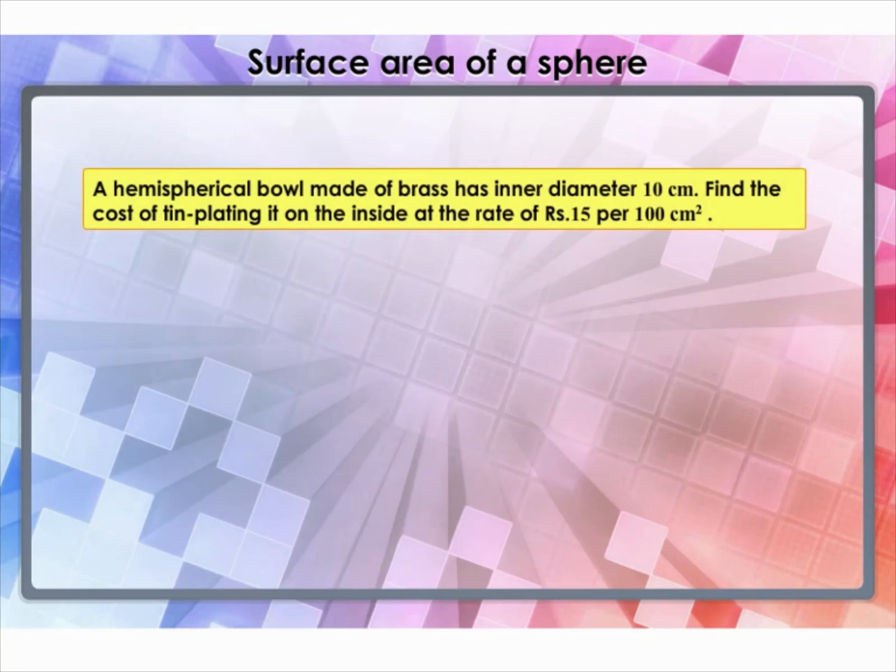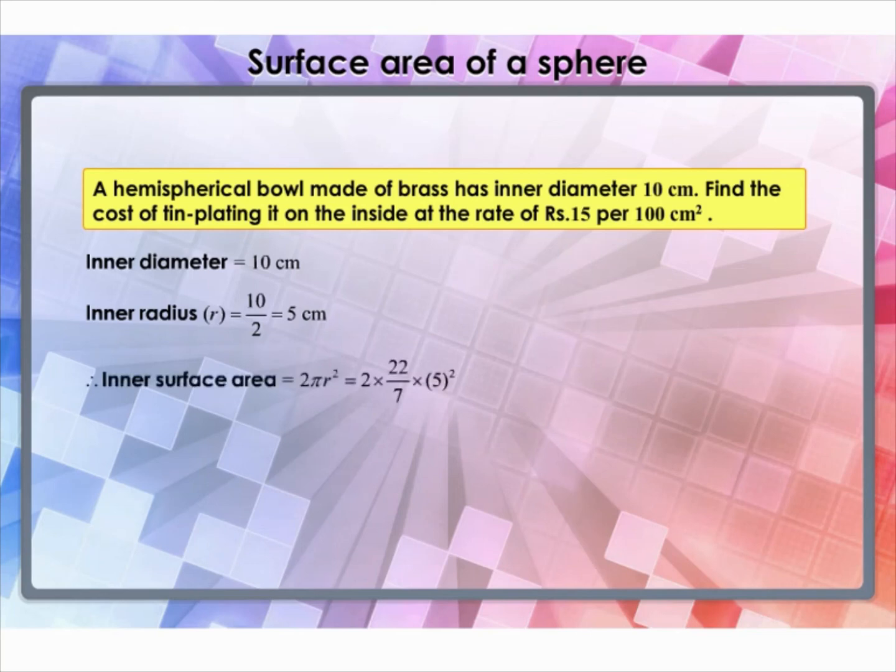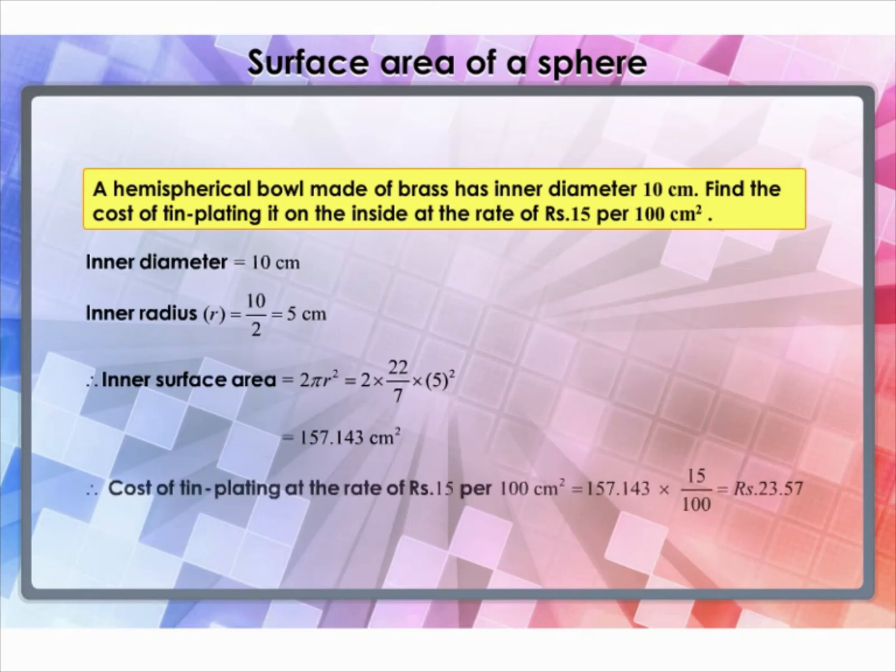Let's see another example. A hemispherical bowl made of brass has an inner diameter of 10 centimeters. Find the cost of tin plating it on the inside at the rate of 15 rupees per 100 square centimeters. Given, inner diameter is 10 centimeters. Now we find the radius r by dividing the diameter by 2, which gives us 5 centimeters. Now, the inner surface area is 2 pi r square, which gives us 157.143 square centimeters. Therefore, the cost of tin plating the hemispherical bowl at the rate of 15 rupees per 100 square centimeters is 23 rupees and 57 paise.